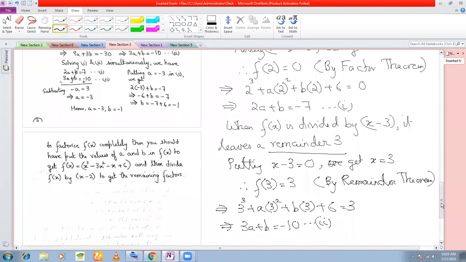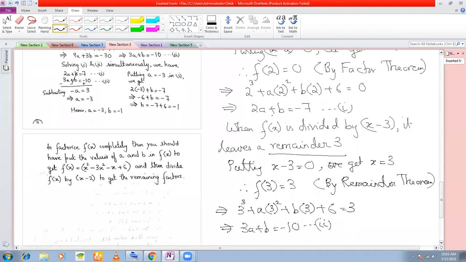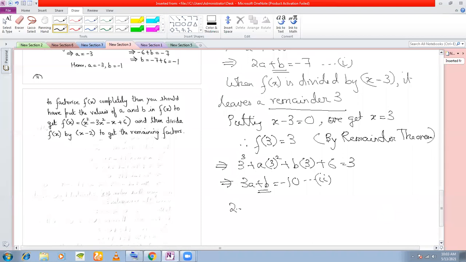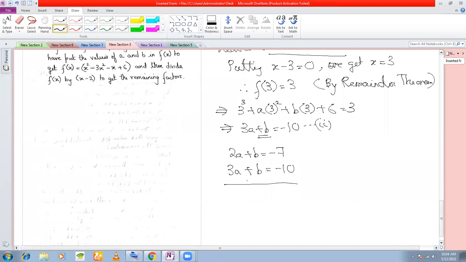Now we'll solve these simultaneous equations. You see a plus b here and a plus b here, so we'll use the elimination method, subtract. 2a plus b is equal to -7, 3a plus b is equal to -10. Subtracting, the b terms cancel. You get minus a is equal to, this will become a plus sign, 10 minus 7, which will give you 3. So that means a is -3.